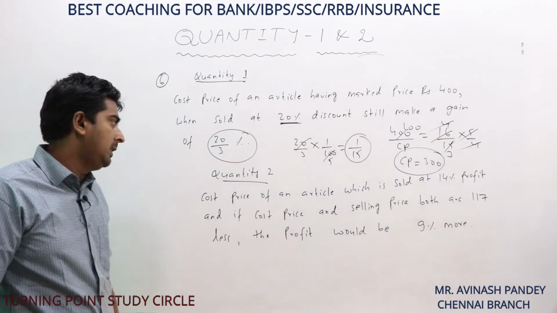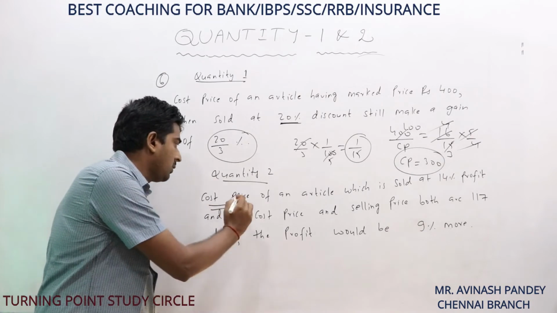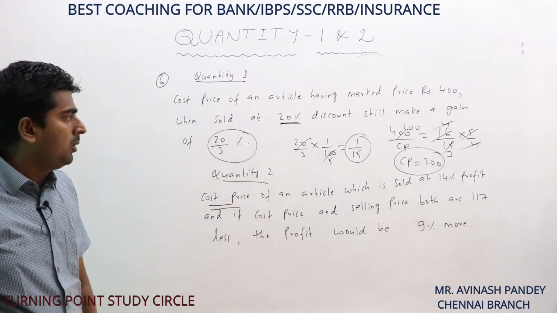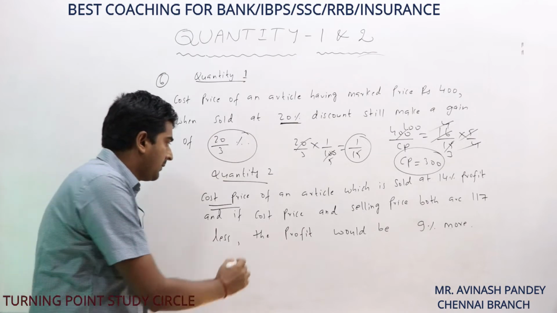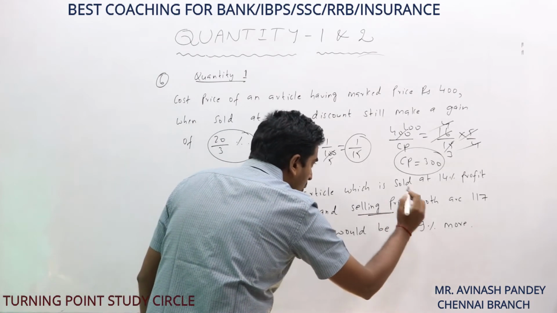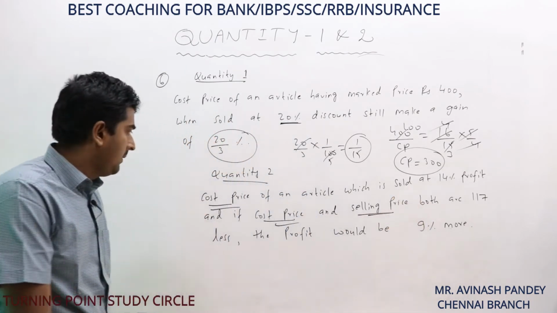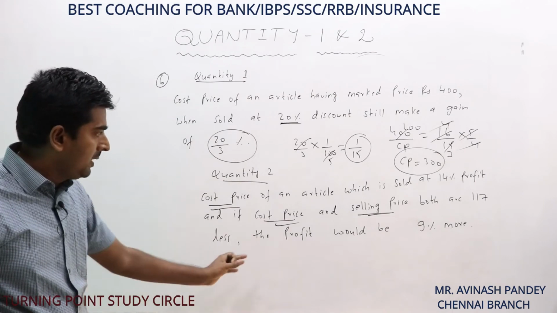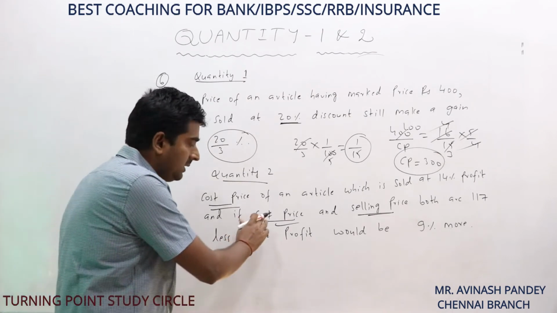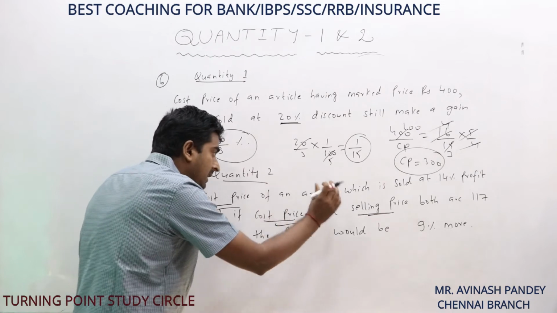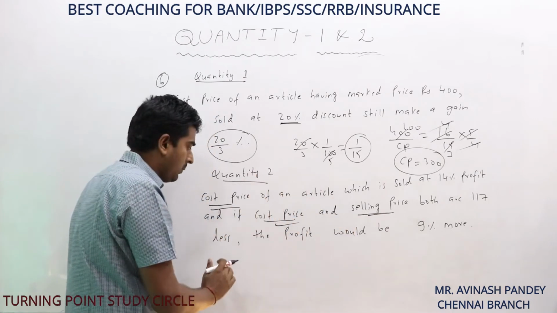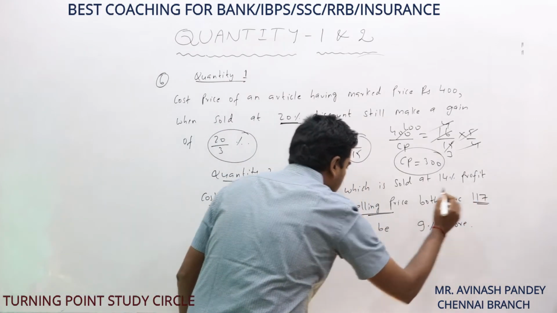So now come to quantity 2. Again here they are asking to calculate the cost price of an article which is sold at 14% profit, and if cost price and selling price are both less by 117, then the profit would be 9% more. If you see this question here, both CP and SP are reduced by the same number, 117.